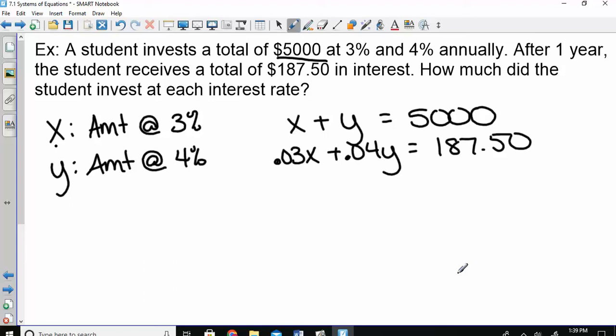So what do we do here? Yeah, we can do elimination if we want, or substitution. It doesn't matter at all. You can easily solve for one of those variables, but you could also easily multiply by something. So do you guys have a preference? You guys liked elimination better, I think. Alright, let's eliminate x. So if I take everything times a negative 0.03.